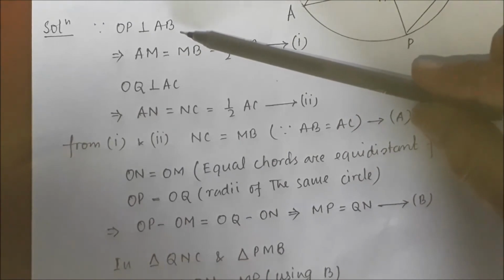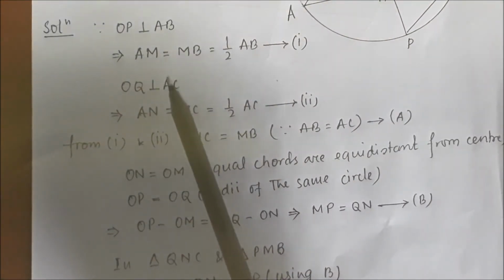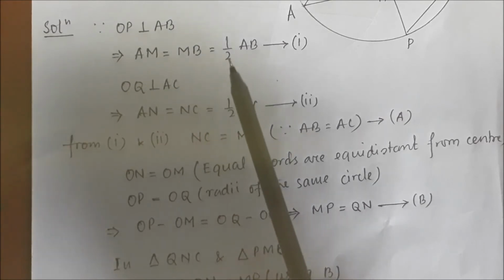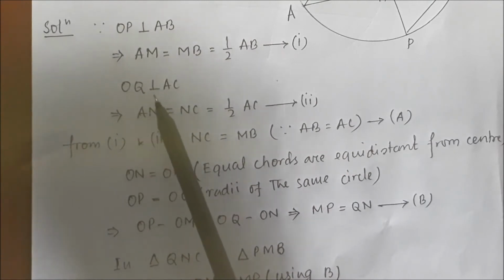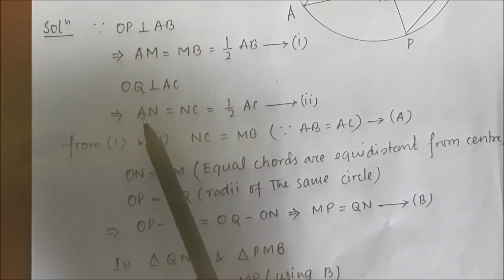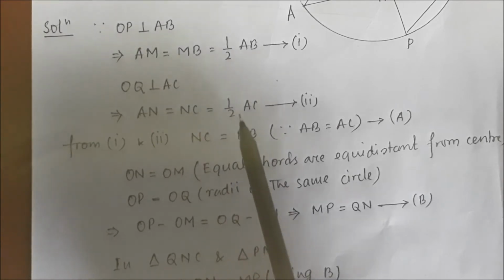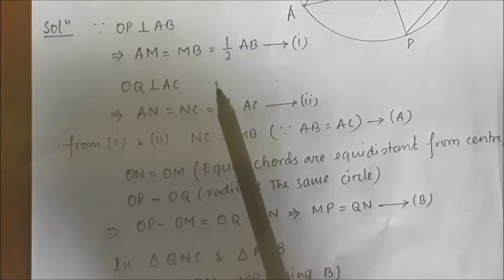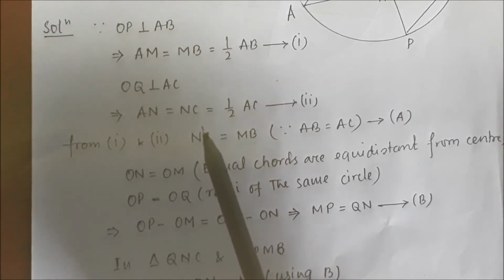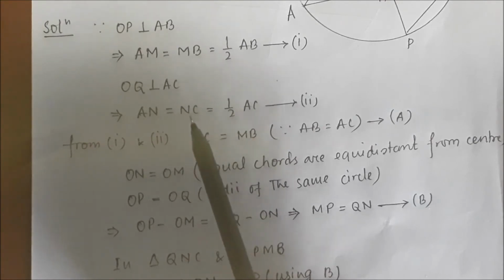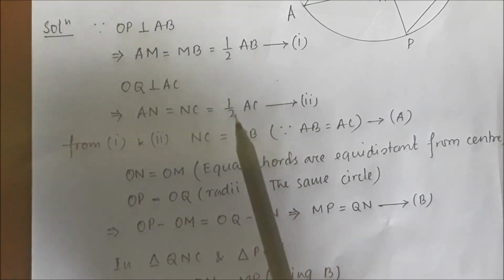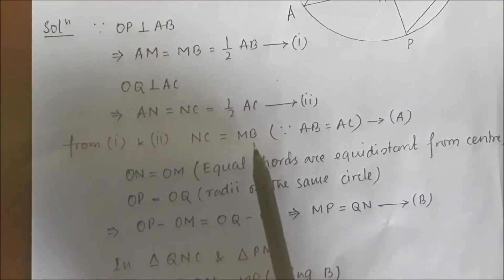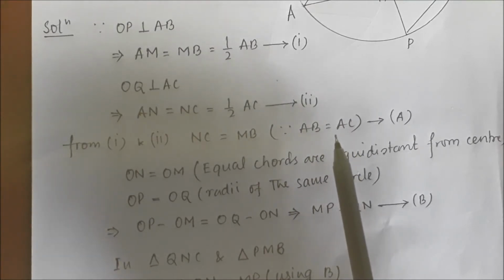Since OP is perpendicular to AB, we write AM equals MB equals half of AB. This is our relation 1. OQ is perpendicular to AC, it is given. So, we can say that AN equals NC and this is half of AC. Here we are using the theorem that if a line is drawn from the center to the chord and it is perpendicular to the chord, then it bisects the chord. So, from 1 and 2, we come to the conclusion that NC equals MB because AB equals AC is given to us.